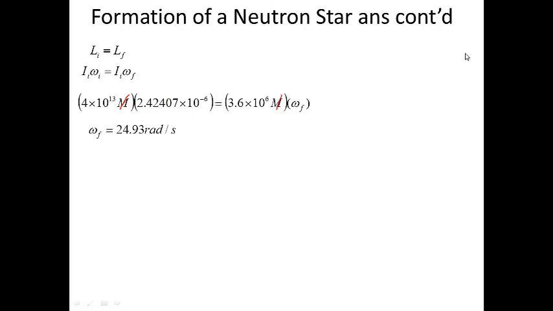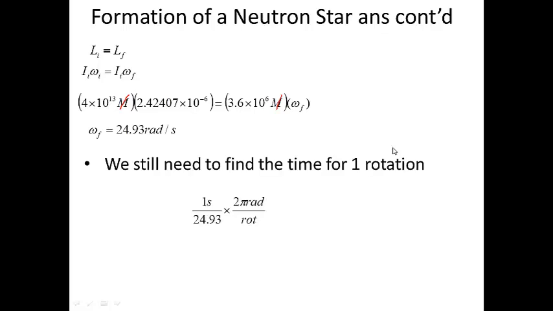So we know that in 1 second it can go 24.93 radians. So we just have to figure out how many seconds it takes to go a full 2 pi radians. To do that, we just do a little bit of dimensional analysis and end up with 0.25 seconds, which is our final answer. Just want to point out real quick that the star used to be a whole lot bigger, so the period of rotation was 30 days, and now it's so much smaller that the period of rotation is only 0.25 seconds.